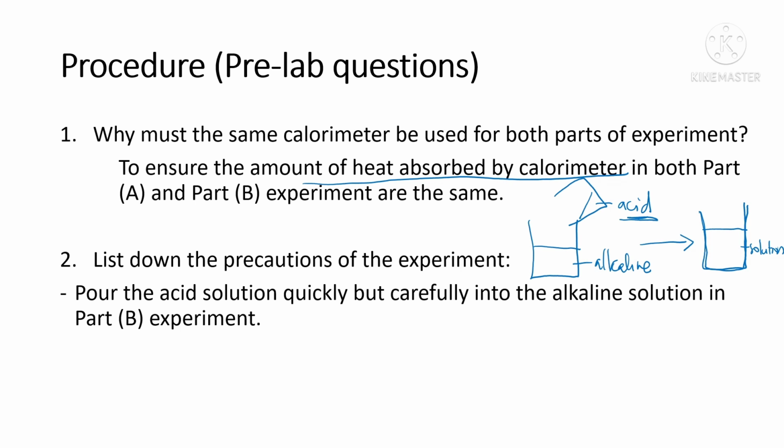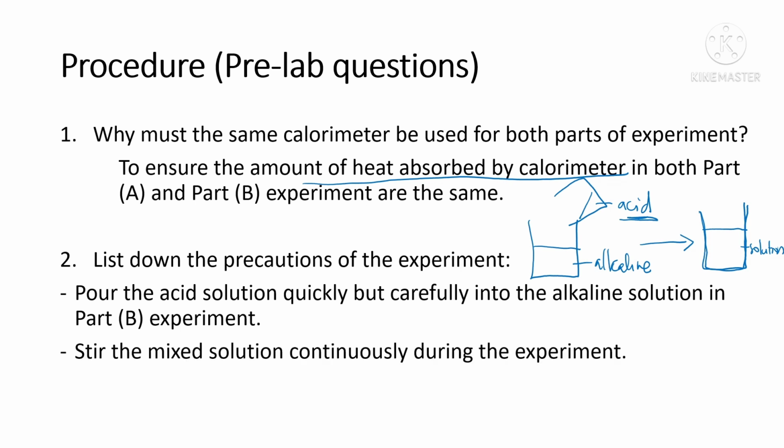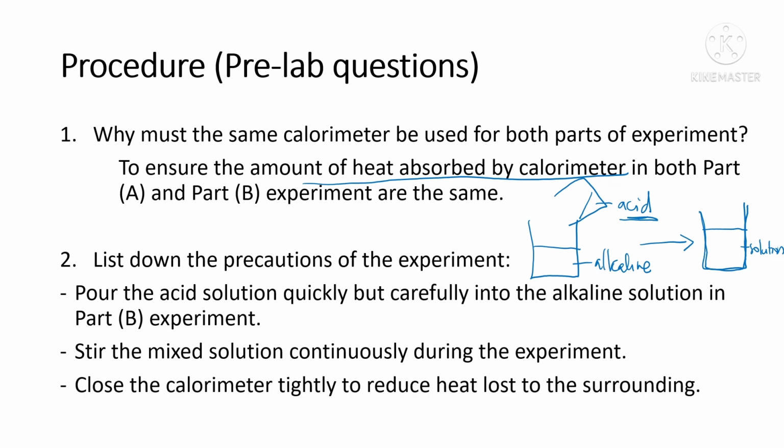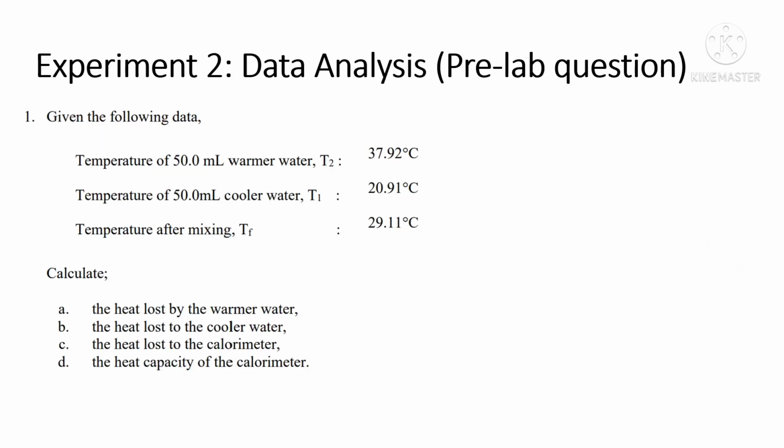The second precautionary step is that we must stir the mixed solutions continuously during the experiment to ensure that all the acid added has reacted with the alkaline solution. The third precautionary step is that we must close the calorimeter tightly in order to reduce the heat loss to the surroundings. Now we move on to look at the data analysis part in the pre-lab worksheet.